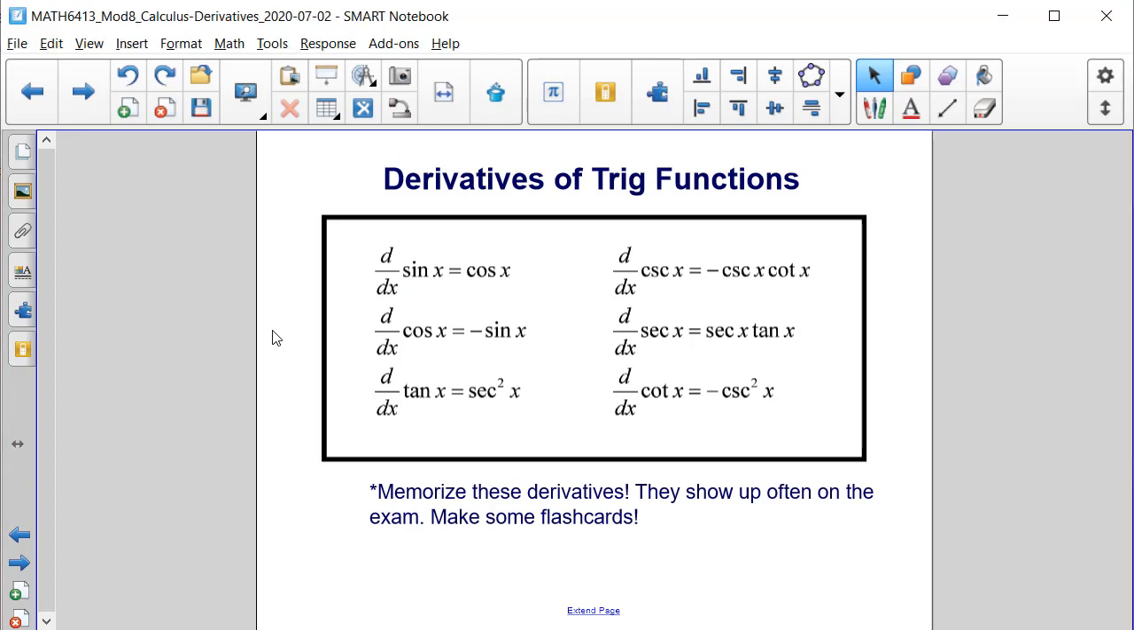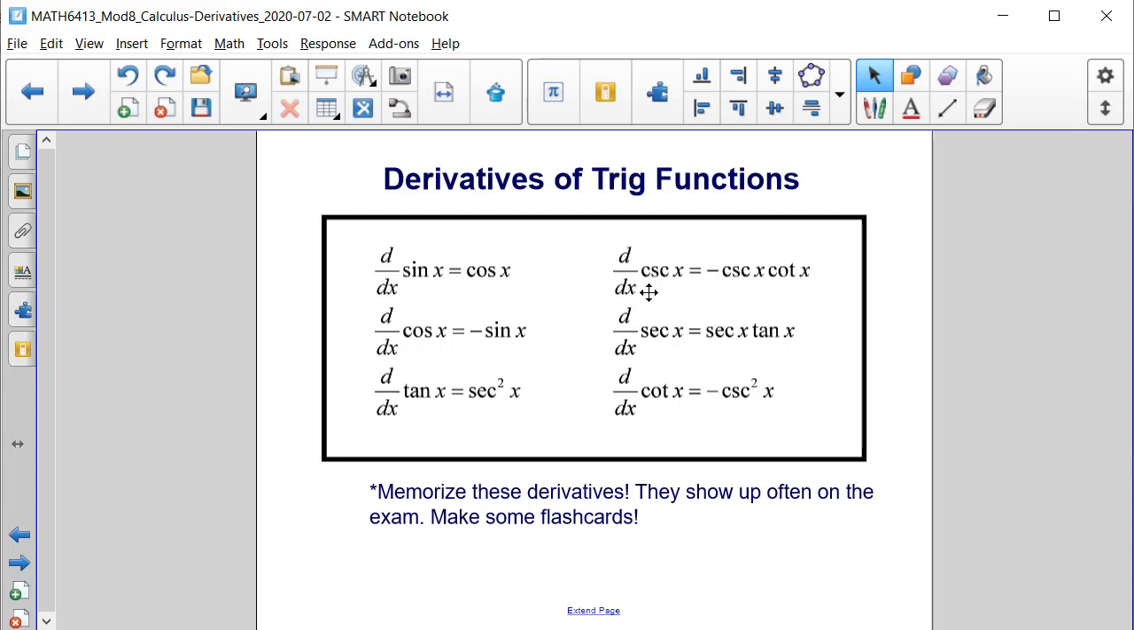Since those rules of polynomial functions don't apply to trigonometric functions, we have these special derivative rules. The derivative with respect to x of sine of x is equal to cosine x. The derivative with respect to x of cosine x equals negative sine of x. The derivative with respect to x of tangent of x is equal to secant squared x.